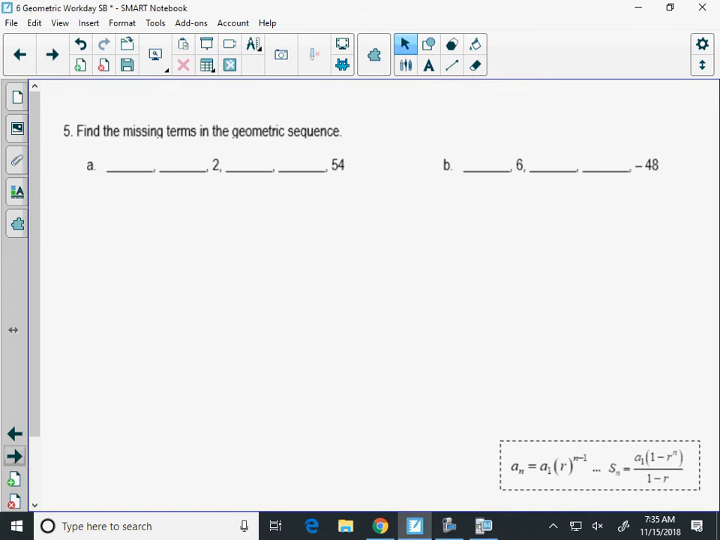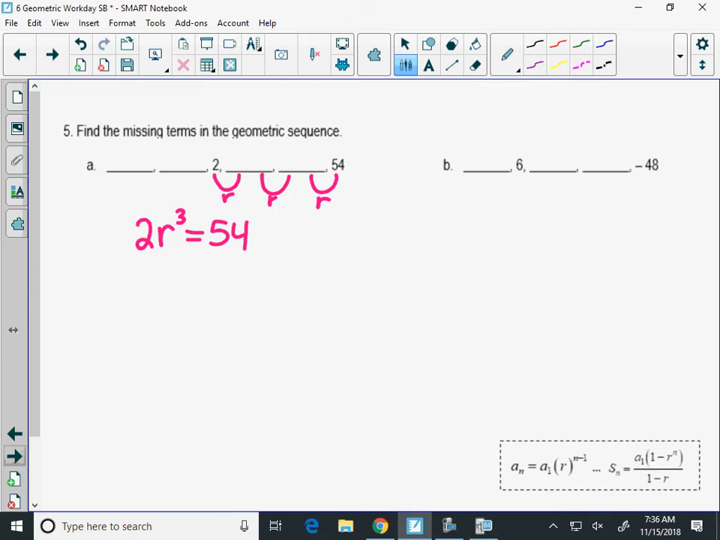A and B are very similar. We did the same thing here with arithmetic sequences. But this time we have to find the missing terms of a geometric sequence. So here's how I like to do this. I really like these problems. I'm going to figure out what the common ratio is first. If I start with 2, I have to multiply 2 by the common ratio 1, 2, 3 times. Which means I multiply 2 by r cubed to get to 54. Now all you have to do is simplify that expression for r, and then you know your common ratio, and you can fill in your blanks.